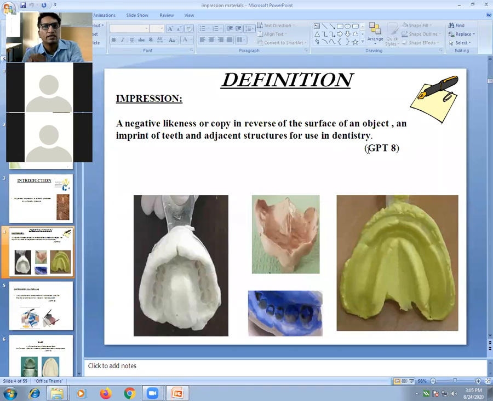In every exam or in every viva, this is a basic question they ask: define impression, whether in viva or in short SAQ questions. In LQ also, they start with define impression or impression materials. So everyone has to know this definition. It is a negative likeness or copy in reverse of a surface of an object, or an imprint of teeth and adjacent structures for use in dentistry.